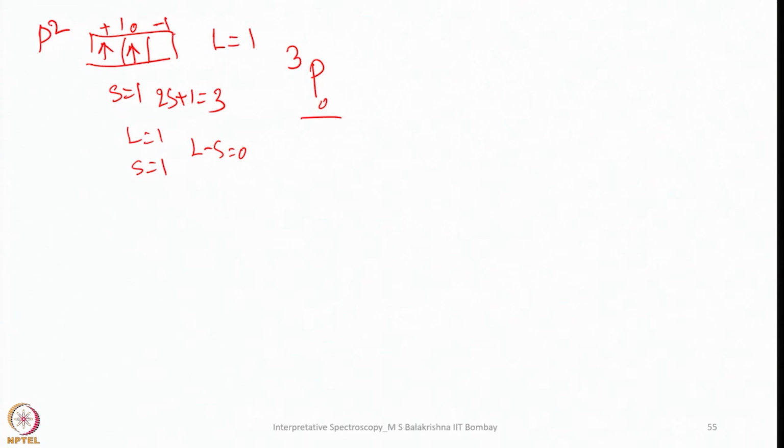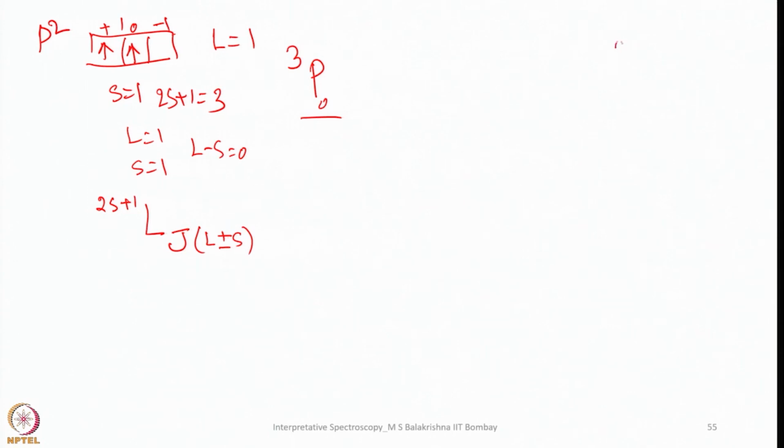What you should remember is 2S plus 1, L, J can take anywhere from L plus S to L minus S. If it is L plus S, it is a more than half filled electronic configuration, and L minus S is a less than half filled electronic configuration. Now let's look into the number of microstates for the same P2 system.